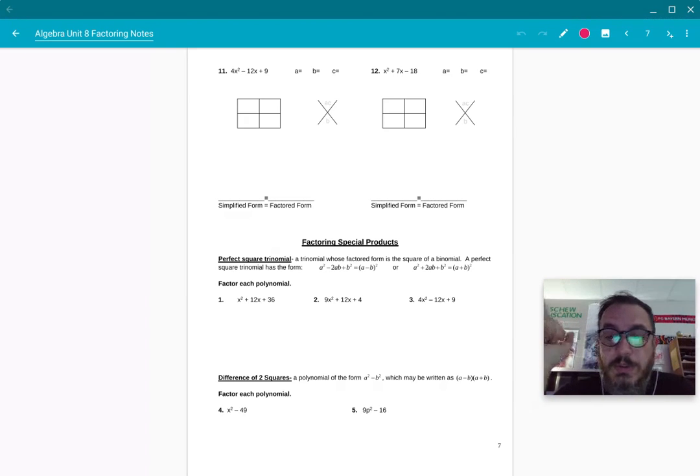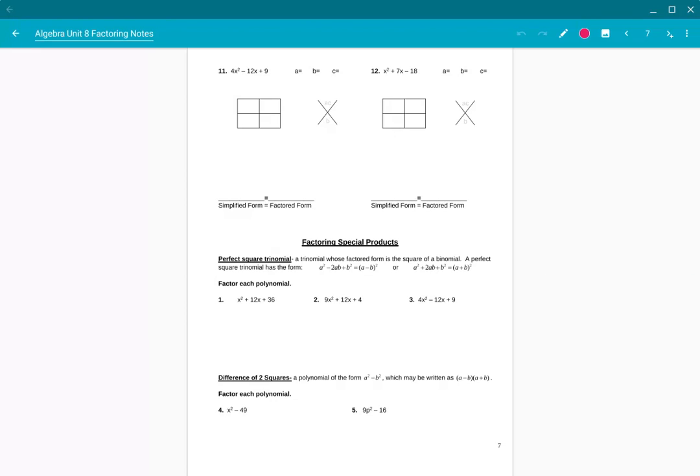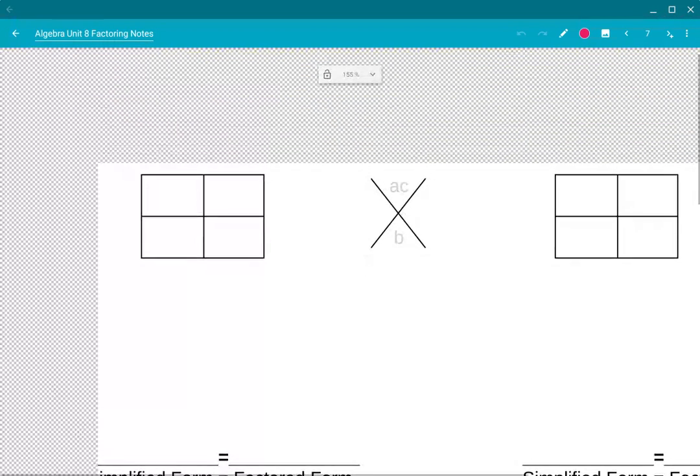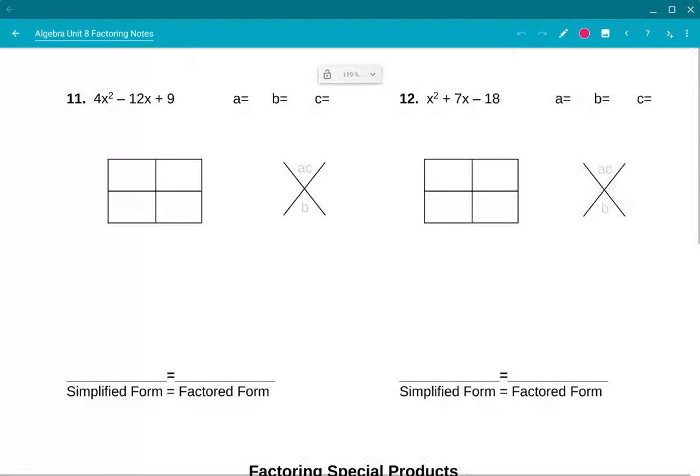the last bit of this factoring notes. We're going to do some special products, but first, let's do just a regular one here to review. Let's do this one over here. Actually, I'm going to do both of these real quick. I'm going to show you some shortcuts for this one right here.